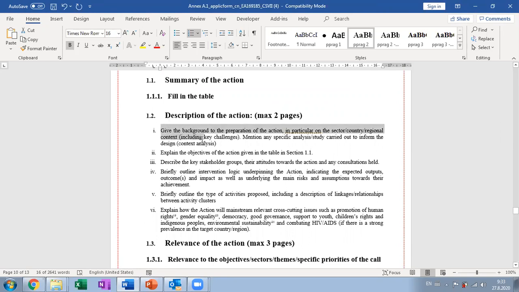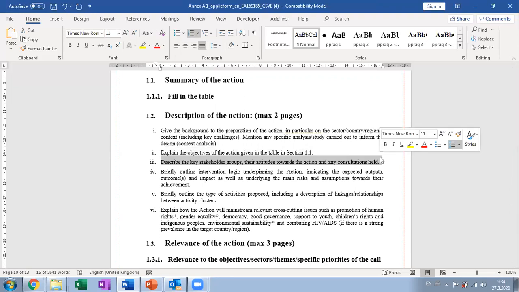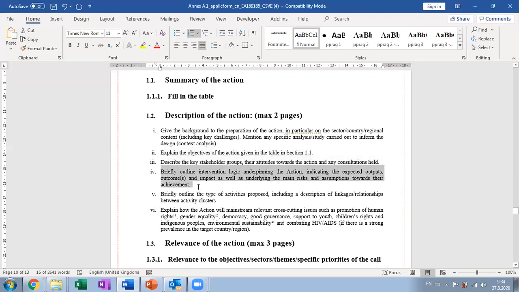The instructions are asking you to give the background to preparation of the action, to explain the objectives of the action as presented in section 1.1 in this little summary table which we discussed, to present key stakeholder groups, their attitudes towards the action and any consultations held. You remember yesterday that we had a couple of slides on stakeholder analysis. This is the reason why we had these couple of slides, because in your description of the actions, you actually asked to present these key stakeholder groups, briefly outline intervention logic, including outputs, outcomes, and impact, as well as underline the main risks and assumptions.